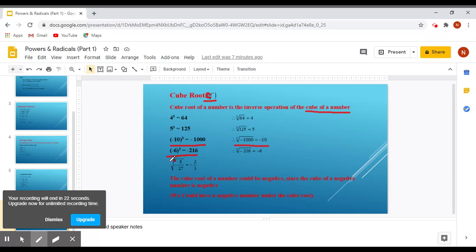Here, this should be a cube root of 3. Minus 8 over 27 is minus 2 over 3. So the cube root of a number could be negative, and we could have a negative number under the cube root.